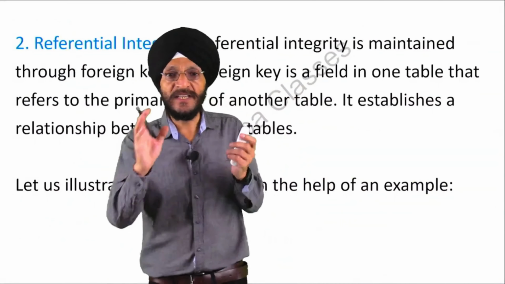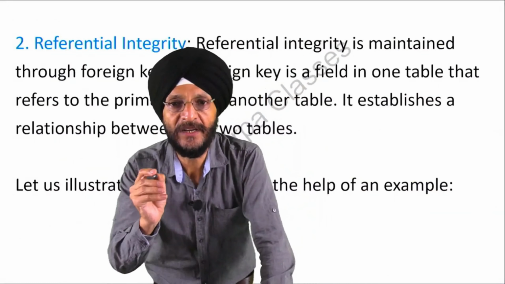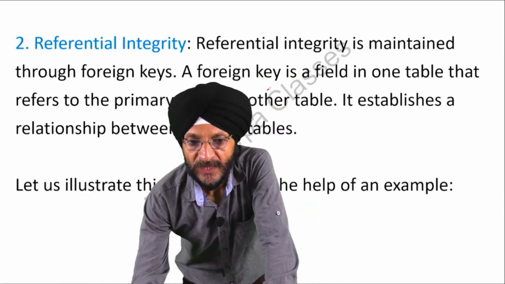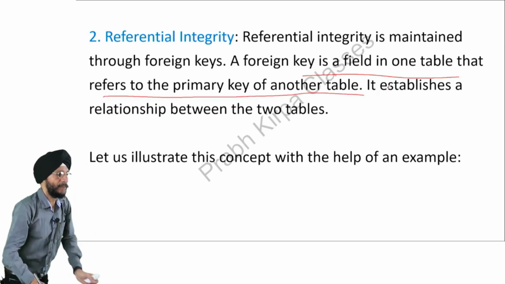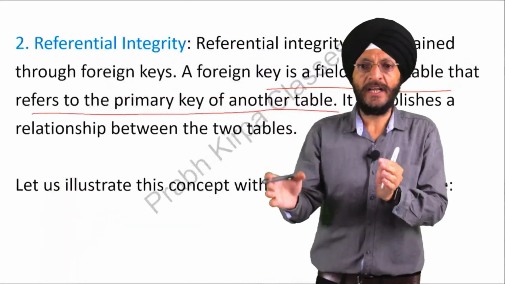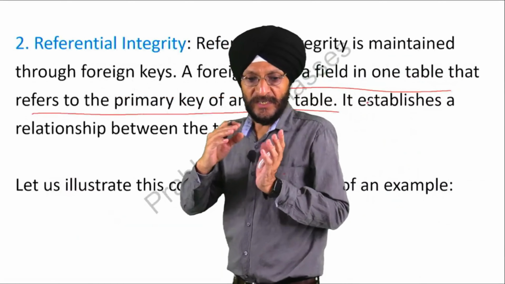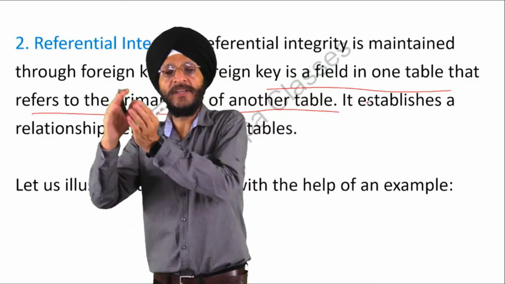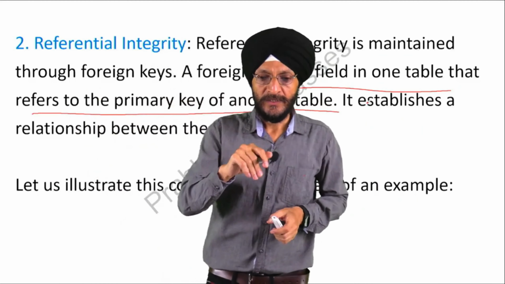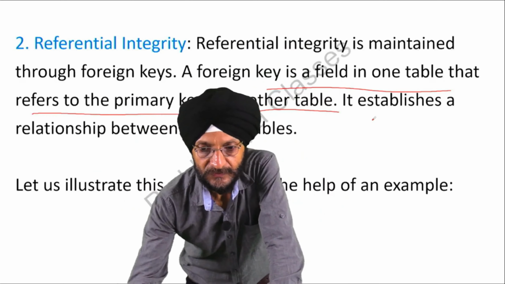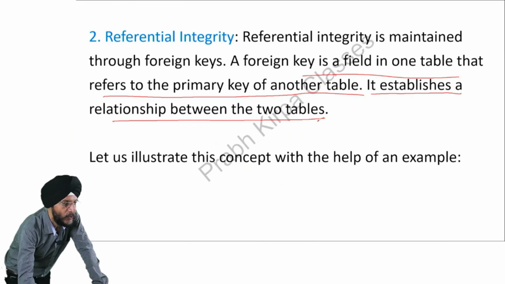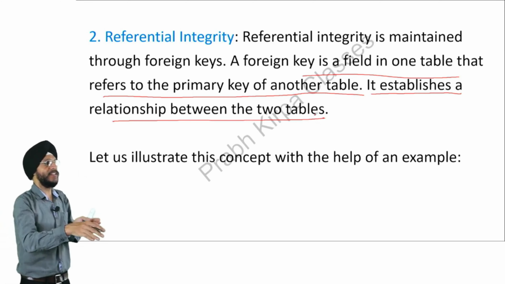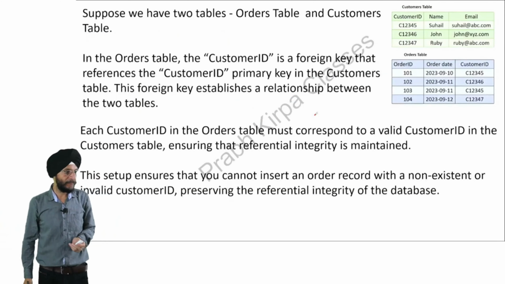Now the next point is referential integrity. It is maintained through foreign keys. A foreign key is a field in one table that refers to the primary key of another table. We have already discussed in detail the relational model, primary key, foreign key, and composite key. You can see the same. A foreign key establishes a relationship between the two tables. We will understand this concept with the help of an example.